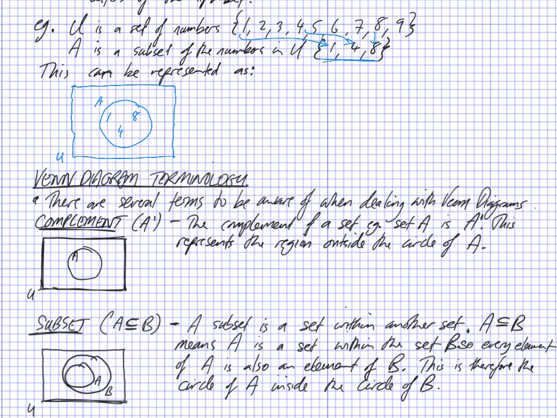So how do I represent the remaining numbers? Well, I just draw them outside of the circle. So 2, 3, 5, 6, 7, and 9. Okay? So that is an example of a Venn diagram with only one set inside.